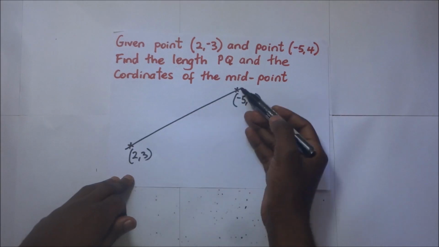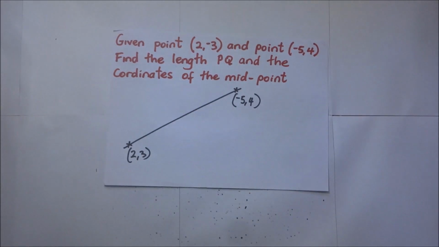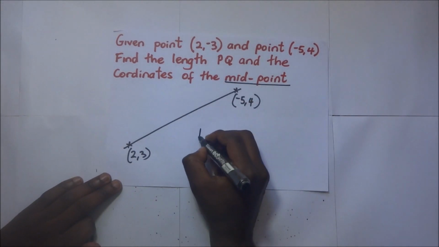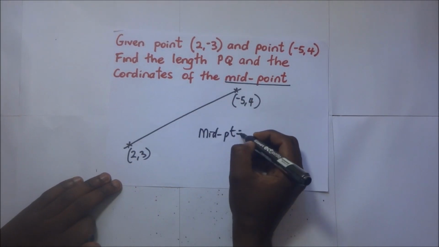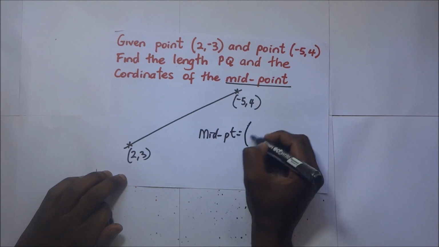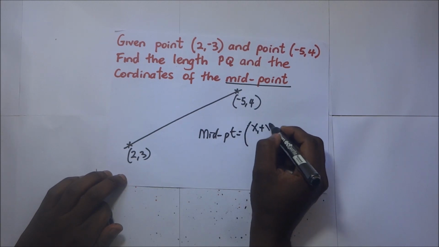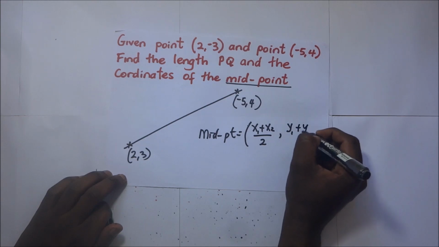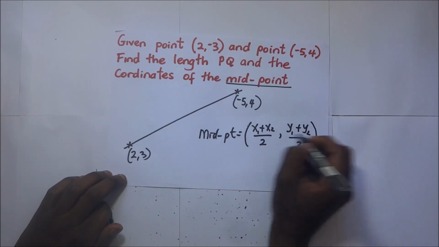We are supposed to find the length and then the midpoint. First of all, to find the midpoint, let's first find the midpoint. The midpoint, we shall get from x1 plus x2, divide that by 2, y1 plus y2, divide that by 2.